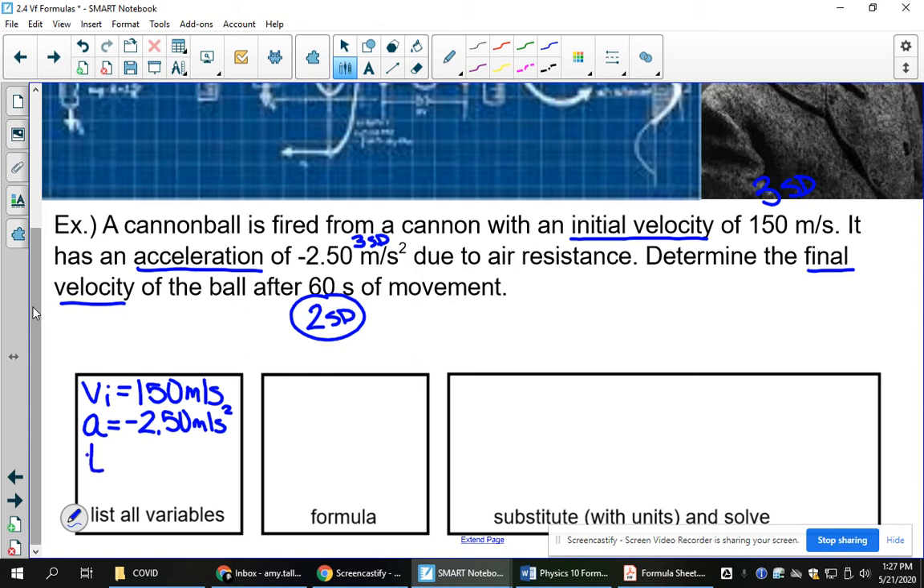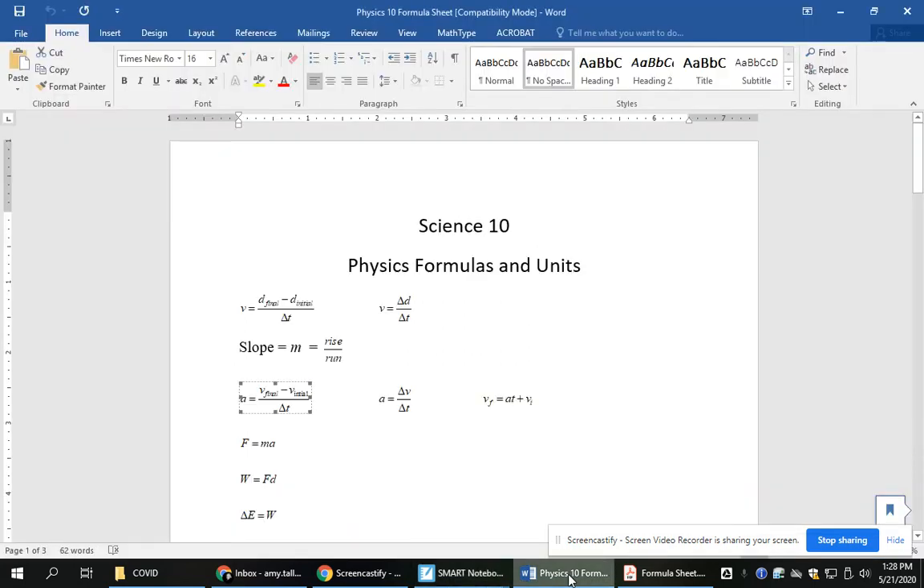The time is 60 seconds, and final velocity is our question mark. So we go to our formula sheet. What formula on here has VI, VF, A, and T, and specifically is rearranged so that we can find final velocity, what we're looking for? There it is, right there. Copy that formula down.